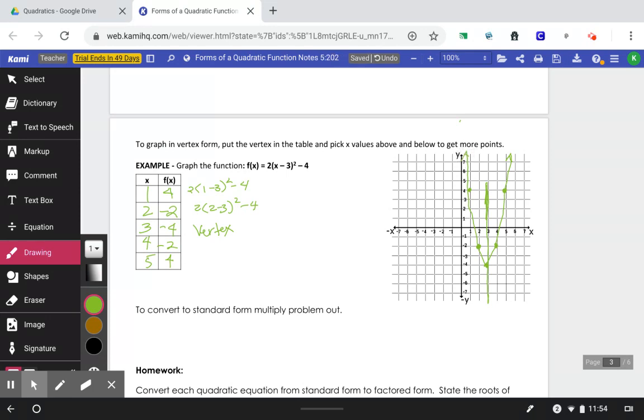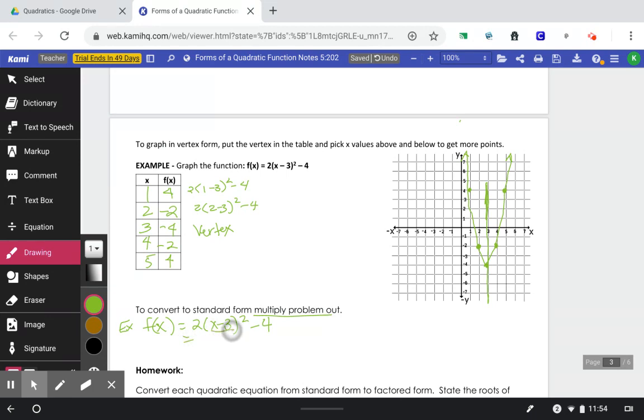All right. And then the last thing is converting from vertex form or from factored form into standard form. All you're going to do is multiply the problem out. So for example, let's say you were initially given a problem that was written in vertex form like this. So all we would do is go through the steps and multiply this out.